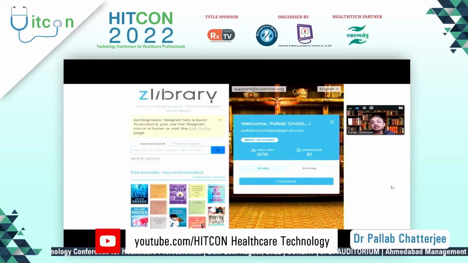So Z-Library is one of the best places where you can get a large number of free ebooks. The only problem is they have a daily limit if you take the free membership. But if you upgrade and pay, you can have unlimited downloads. But I think this daily limit is good enough for us. So you can download storybooks, you can download textbooks. So there's a huge library, the Z-Library.